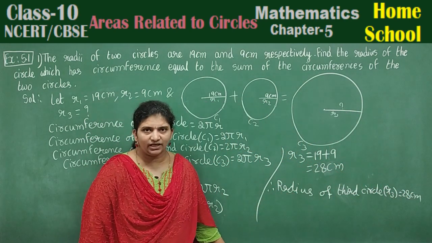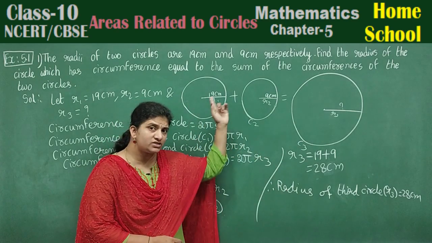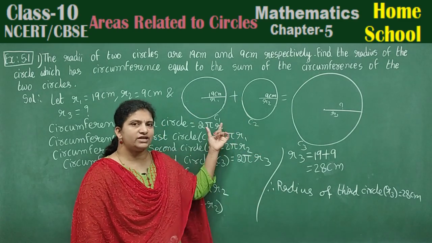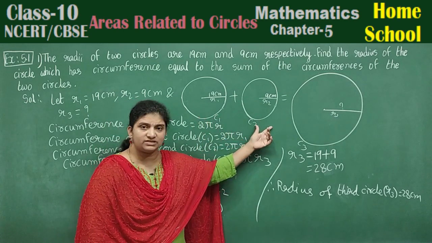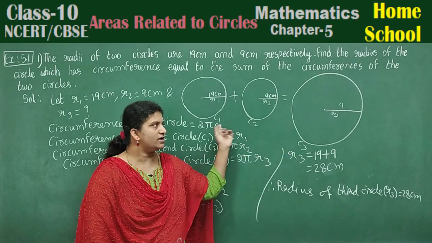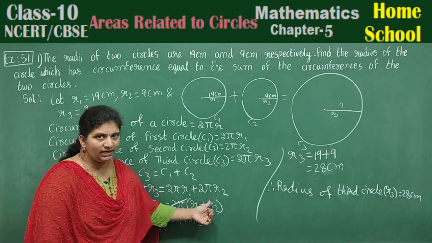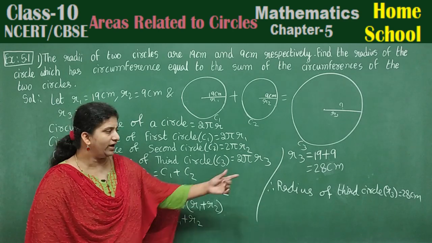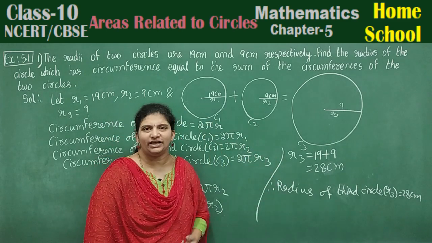Understand the problem carefully. They have given the radii of two circles. The sum of the circumferences of these two circles is equal to the new circle's circumference. Let us assume 1, 2, 3, and the circumference of this circle as C1, of this circle C2, of that circle C3. That is equal to the sum of these two, right? C3 is equal to C1 plus C2. Apply the formula, take out the common factor, cancel. Now you substitute the R1 and R2 values. Therefore, you get the new circle radius R3 is equal to 28 centimeters.